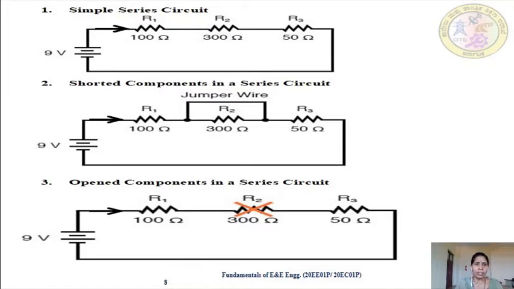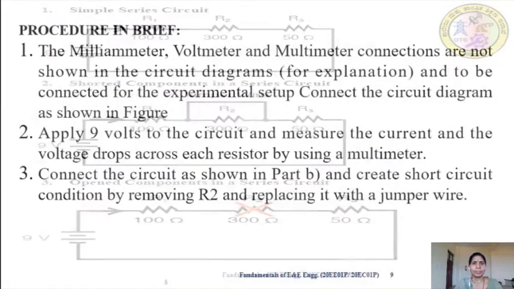In the third condition, opened components in a series circuit. Here also a 9-volt battery is connected in series with the resistors R1, R2 and R3. Now you remove the resistor R2 from the circuit. That means the path is opened. Okay, this is the circuit diagram.